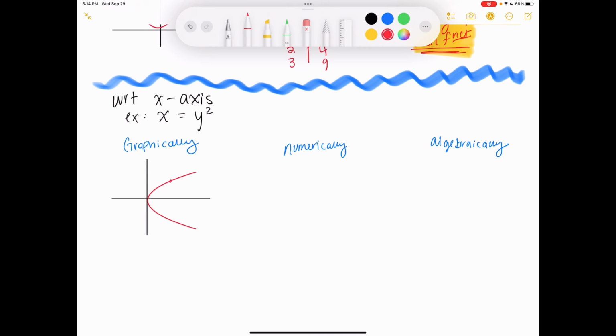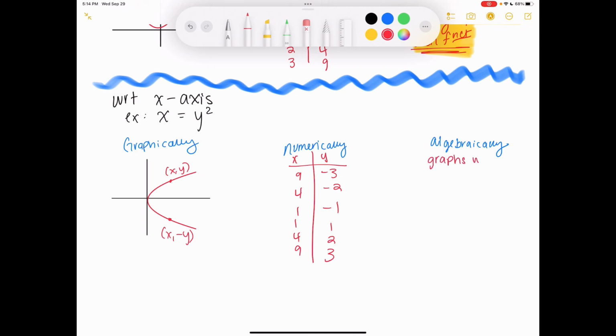So we've got the point x, y and the point x, negative y. Numerically, we've got x and y: 9, 4, 1, 1, 4, 9, means y is negative 3, negative 2, negative 1, 1, 2, and 3. That's just if you plug in these values for x, what do you get for y? You'd have to take the square root of x to get y. So that's where that's coming from.